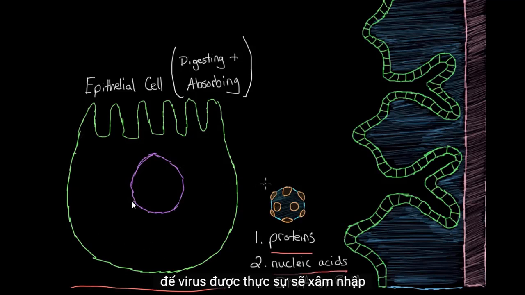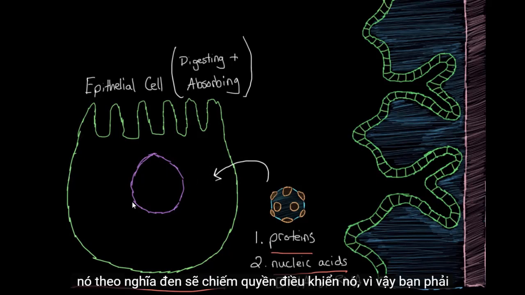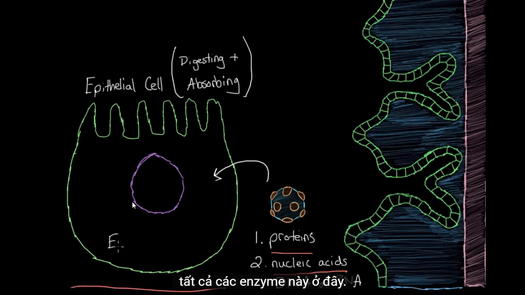So the virus is actually going to invade this epithelial cell. And in doing so, it's literally going to hijack it. So you have all these enzymes in here. And these enzymes will be responsible for synthesizing things like DNA and proteins. So the virus is going to make use of those enzymes.